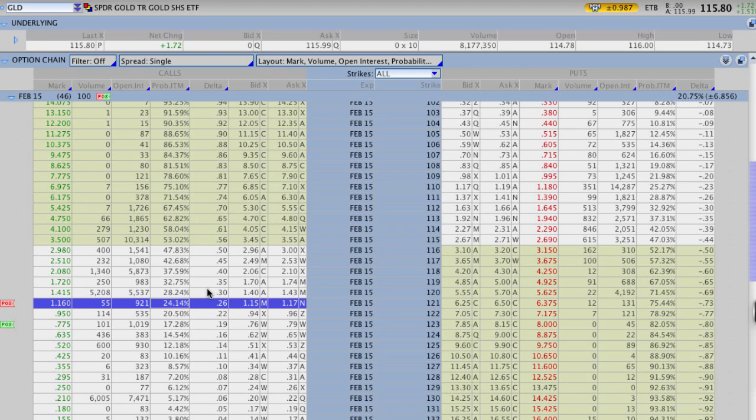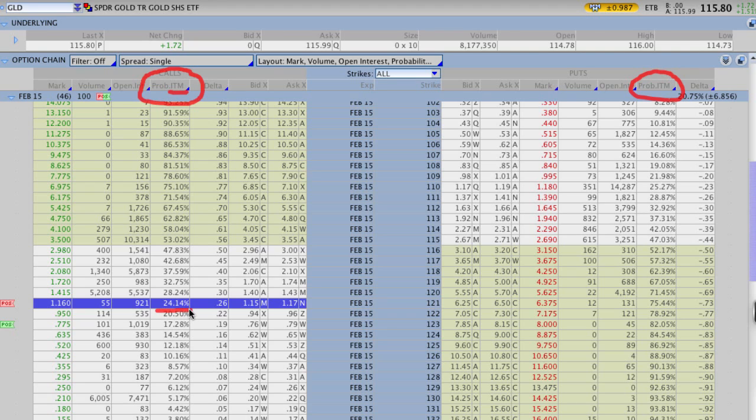I'll show you two different ways in this video to figure out how to pin your probability of success. The first is in Thinkorswim, in a column called Prob ITM. You can see it right here on both the calls and the puts. This probability of ITM is the likelihood of GLD closing above, or in the money, on the call side of our strike price.